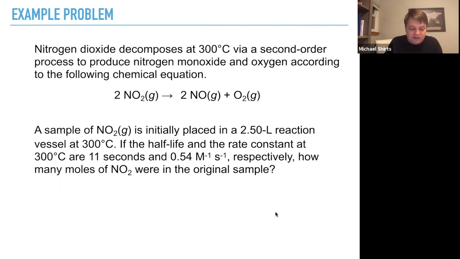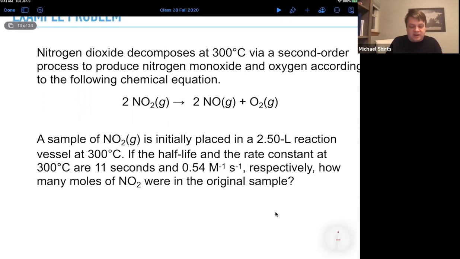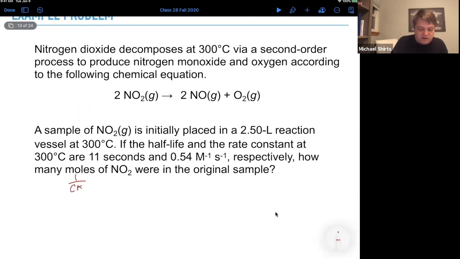So a sample of NO2 is initially placed in a 2.5 liter reaction vessel at 300 degrees C. If the half-life and the rate constant at 300 degrees C are 11 seconds and 0.54 molar inverse second inverse respectively, how many moles of NO2 were in the original sample? Well, we know what the integrated rate law is, right? We know that it's going to be 1 over A is equal to kt plus 1 over A0. We could plug that in, but we can actually go straight to the half-life. We're given the half-life, so we can use the formula for the half-life we just worked out. That's probably going to be the fastest way.